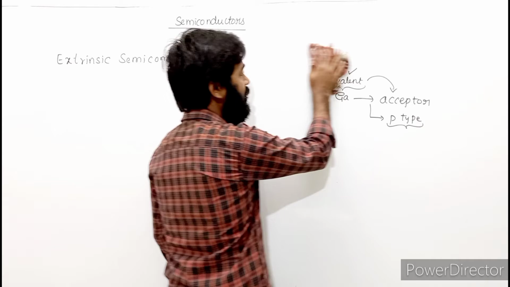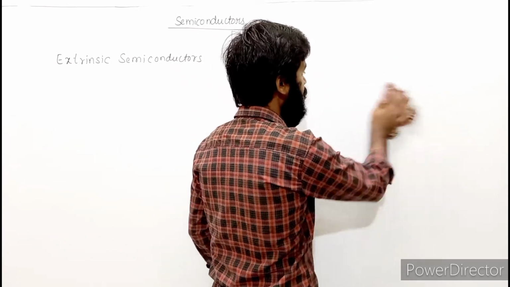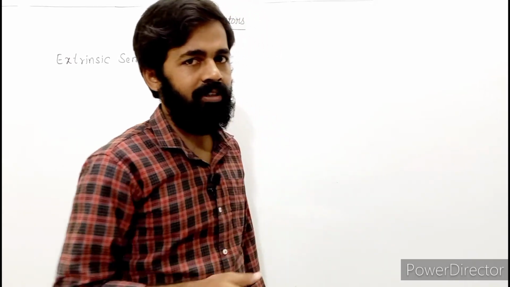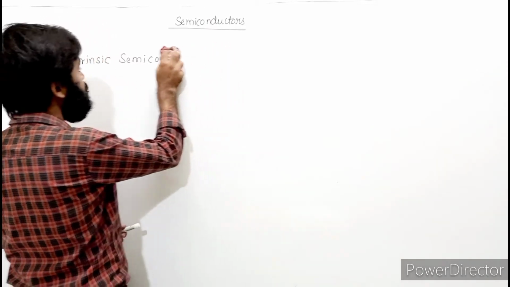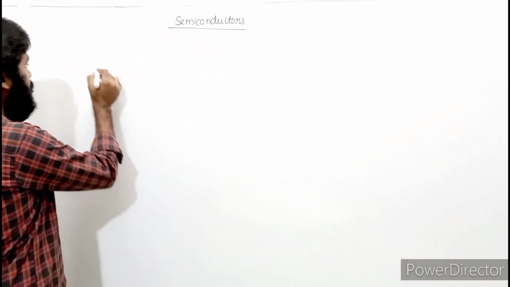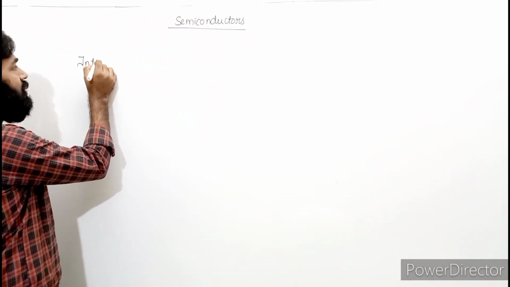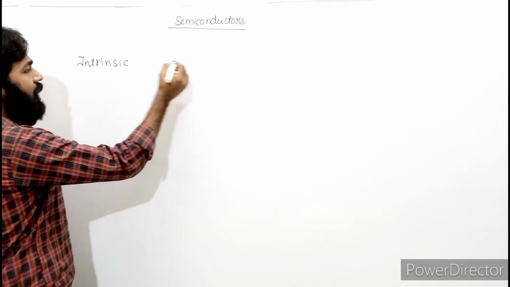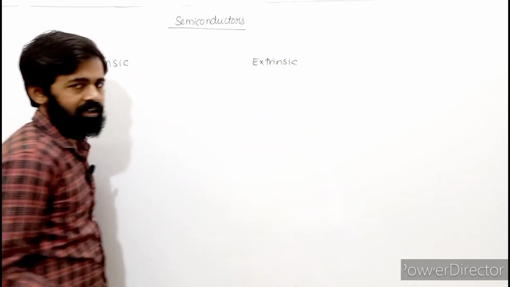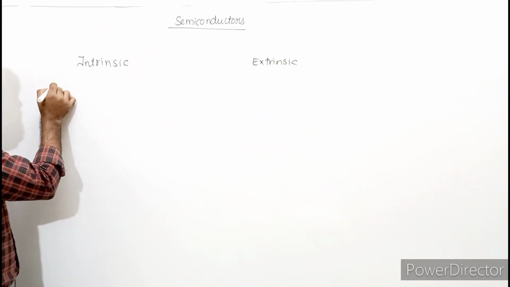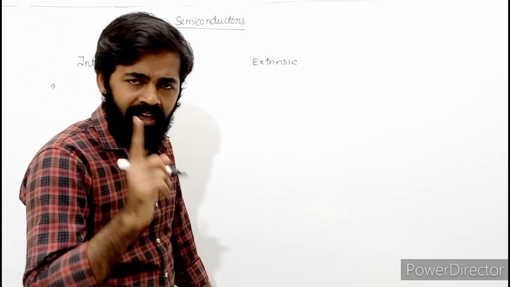Okay, how did we get extrinsic semiconductors? We got extrinsic semiconductors by adding what? By adding impurities. Okay, now before looking into the difference between N-type and P-type, we'll also see the difference between intrinsic and extrinsic semiconductors. Okay, now let's see the difference between intrinsic and extrinsic semiconductors.